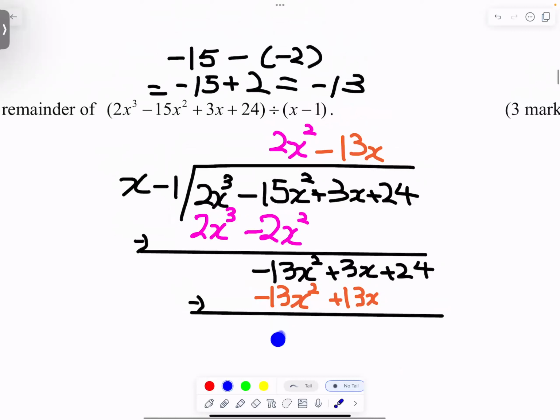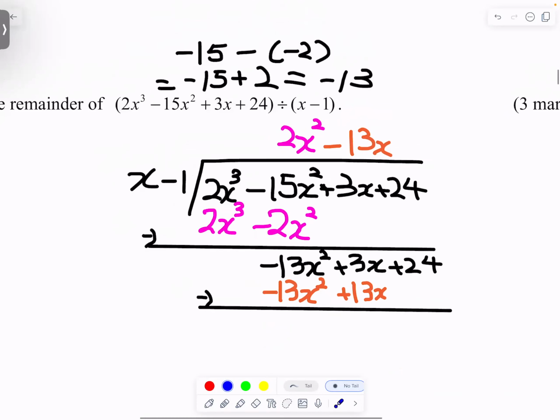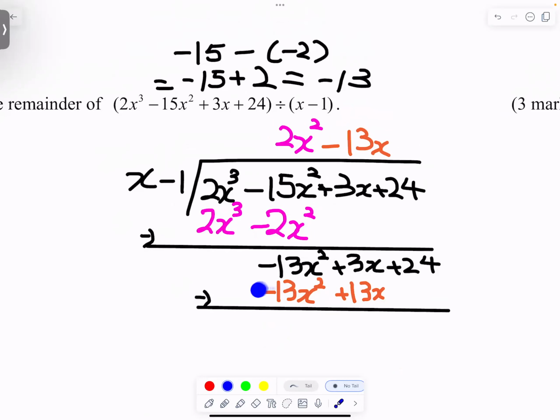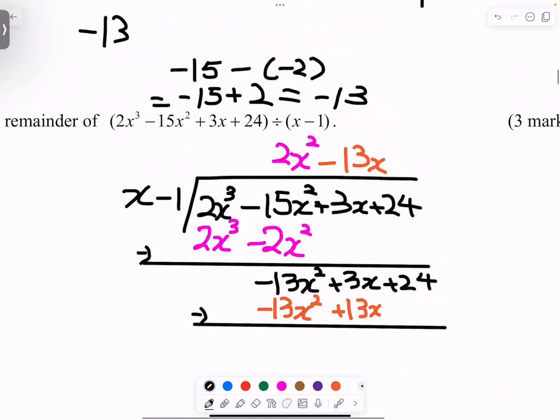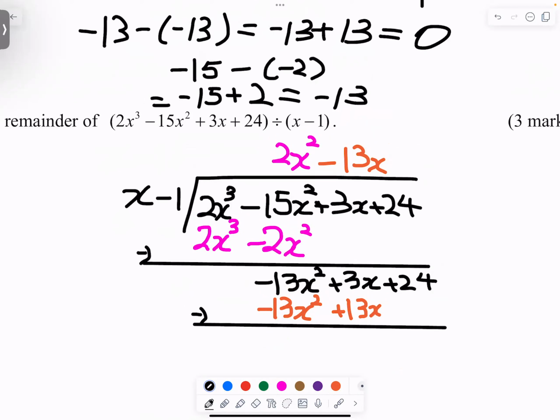The first part is usually 0, because if it's not 0, that means you did something wrong. So negative 13 minus negative 13, you get 13 minus 13, 0. So you have nothing left. And then 3x minus 13x, negative 10x.